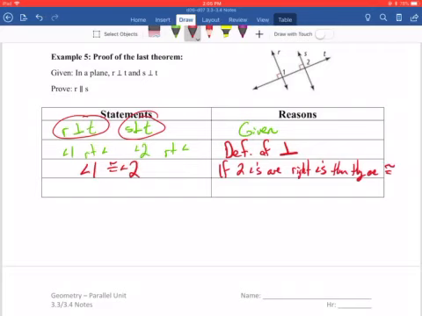Now, if 1 and 2 are congruent, and we look at that picture, look at where they are. Corresponding. So if 1 and 2 are congruent, do you agree that R would be parallel to S? What do I write? Angles are congruent, then parallel lines. Lines, not lies.